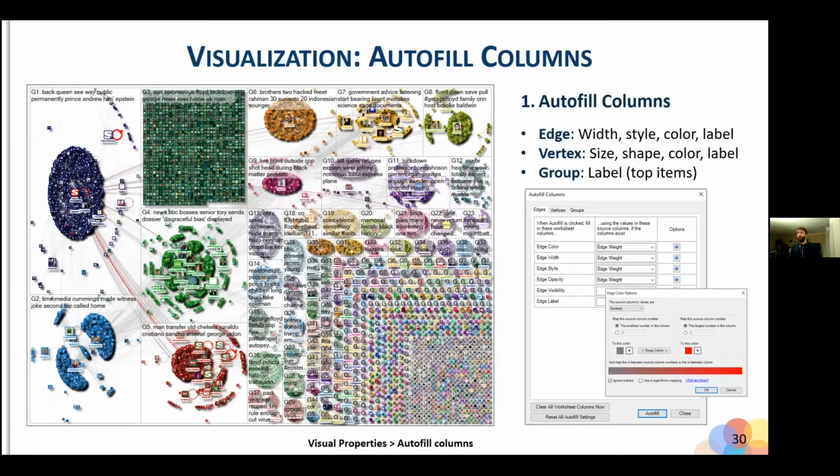We have the feature autofill columns. That's very helpful to color edges and vertices, and also tell what we want to show from the content analysis. Do we want to show top words, word pairs, hashtags? That's what you set with this feature autofill columns. So doing this by hand, copy and pasting, that's very painful. This feature does it all for you.